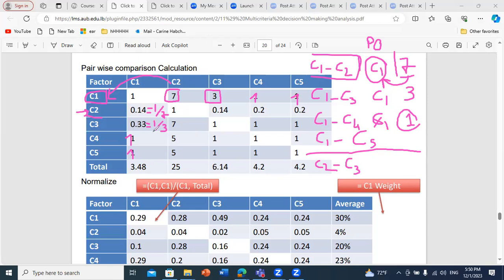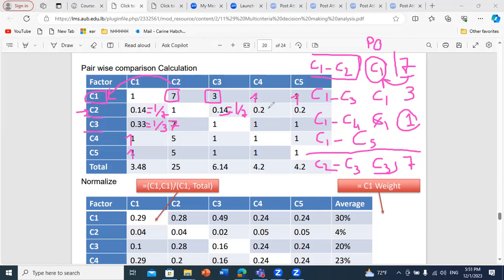Now the next question will be comparison of C2 relative to C3. And if we look at the table, it seems that the answer was I prefer C3. Okay, so the answer will be I prefer C3, and the score I will put is 7. And because I prefer C3 over C2, when I put the score here, it will be 1 over 7. While if I want to fill now the comparison of C3 as reference versus C2, the score will be 7.